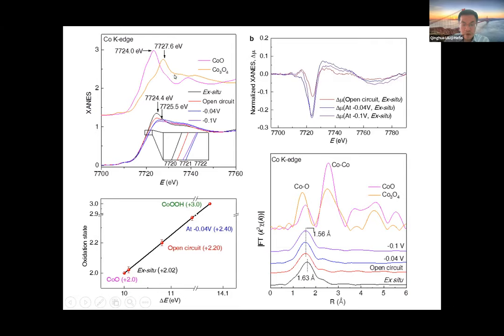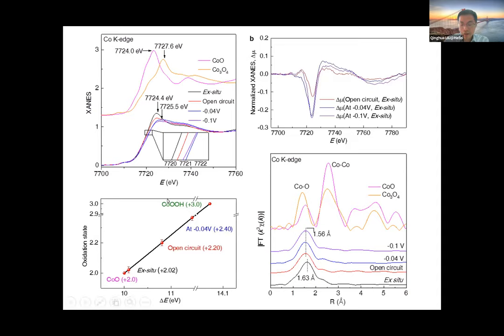From the X-ray absorption near edge spectroscopy, it can be seen that the absorption edge position in the cobalt K-edge spectra was shifted to higher energy along with increasing the working potential. This is a magnification plot of the absorption edge. It is clear that at open circuit, the structure of the active site is changed. This is very interesting. It means that the active site was first self-optimized before the reaction starts.